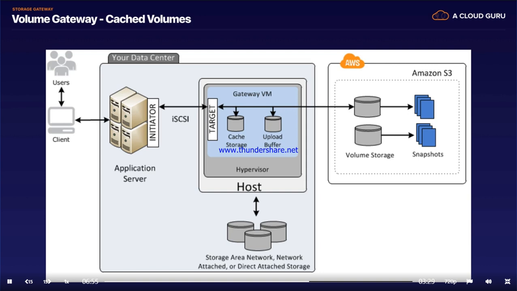So again, here's a diagram. We've got our users, we've got our application servers. They connect in through iSCSI to our host, and our host is running our virtual machine gateway, a gateway VM. This is also accessing a SAN, storage area network, which is basically just a big disk. And then the gateway VM is replicating our information over to S3. So that's how that one works.